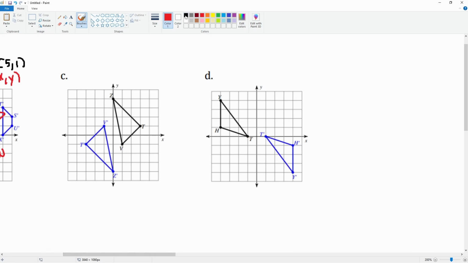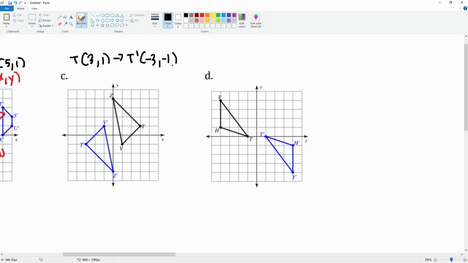All right, C, we grab a point. Let's grab T. Don't grab anything on the axis, okay? T was (3, 1). It's going to undergo a transformation to make T prime, which is (-3, -1).